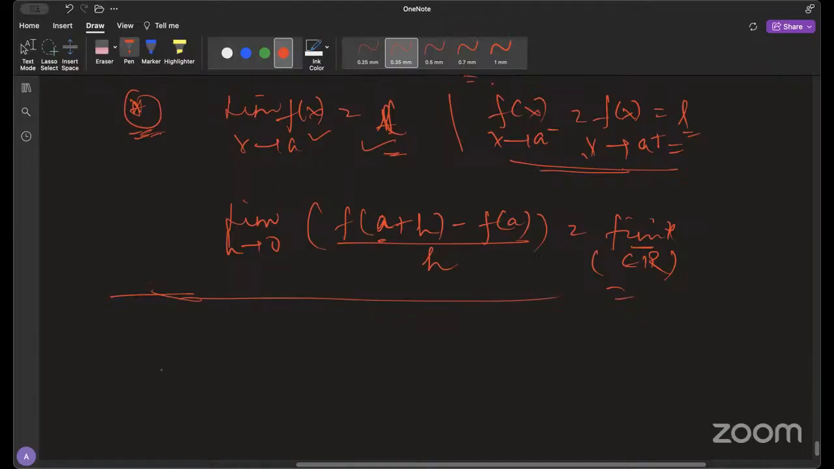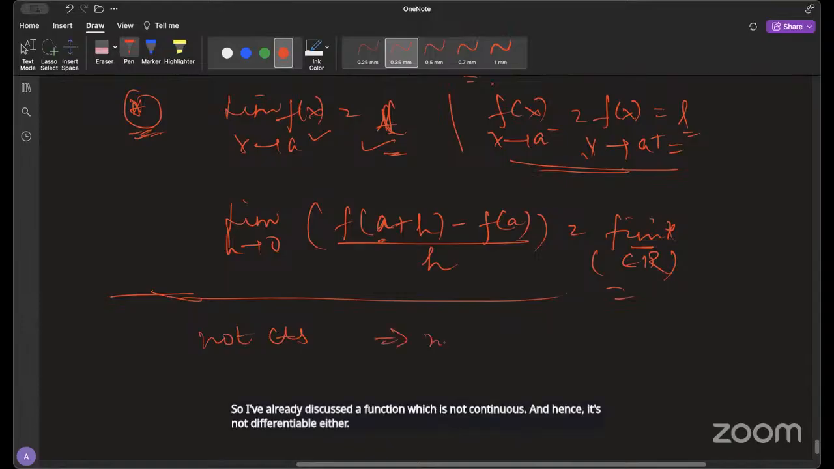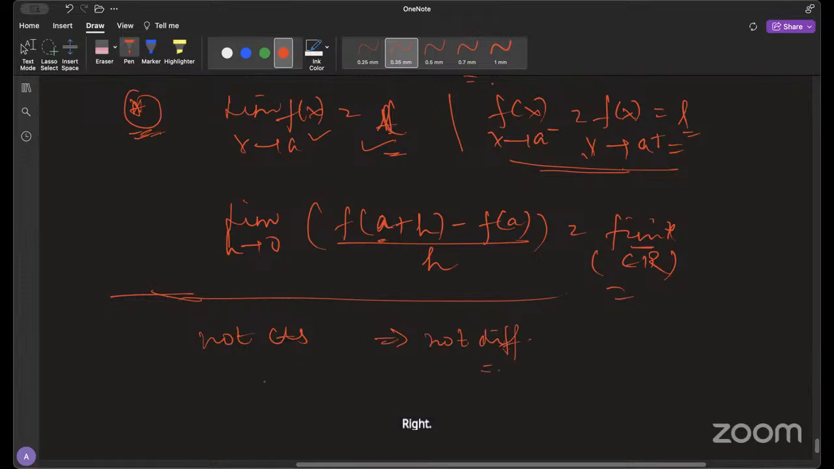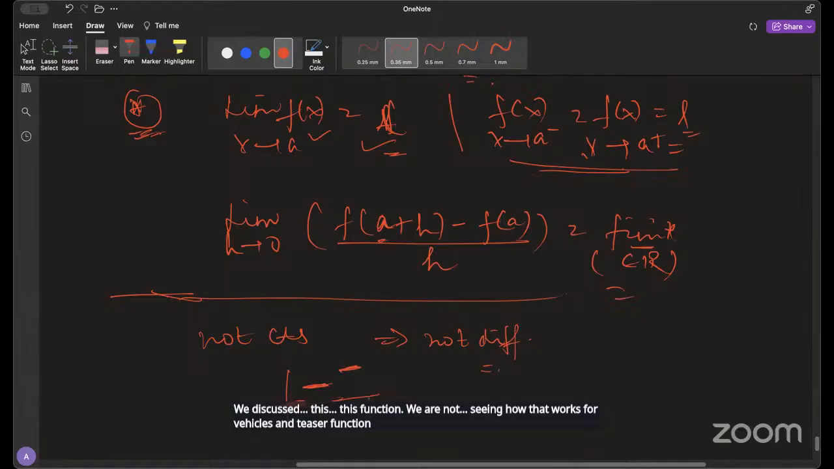Next up, we've already discussed a function which is not continuous and hence is not differentiable either. We discussed this function. We have not seen how that works for the greatest integer function. That's for you to try, and if you're not able to, we can discuss that in the next class.